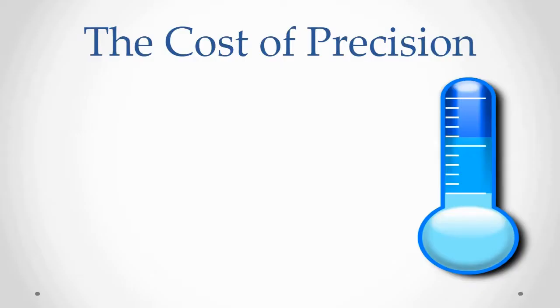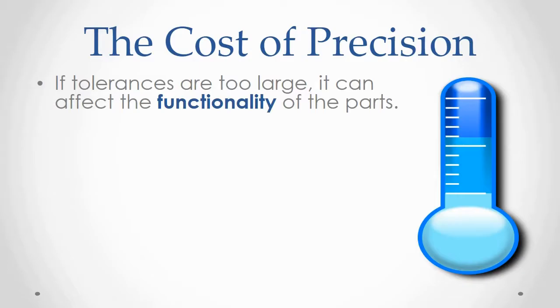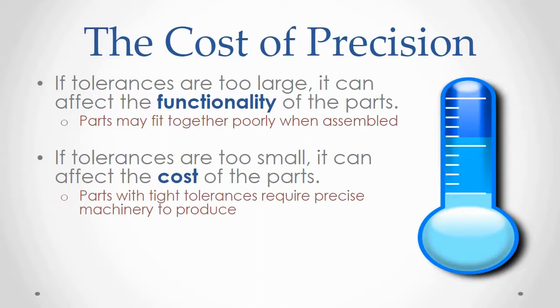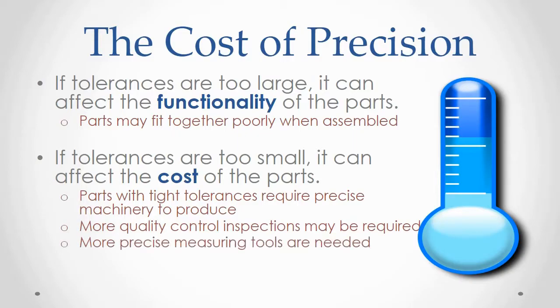When establishing tolerances for a part, there's an important balance that the designer needs to consider. Precision comes at a cost. If the tolerances for a part are too large, it can affect the functionality of the parts. The parts might fit together poorly when assembled, which is a common characteristic of low-quality products. However, if tolerances are too small, it can affect the cost of the parts. Parts with high tolerances require more precise machinery to manufacture. More quality control inspections may be required, and more precise measuring tools might be needed to perform them.